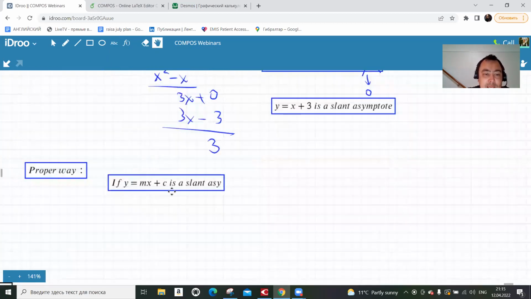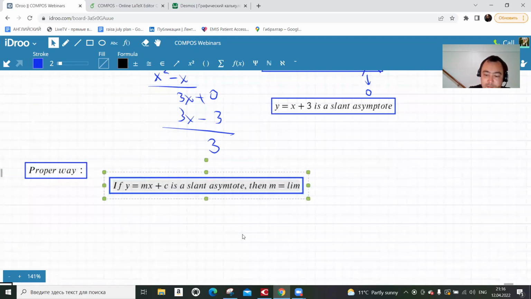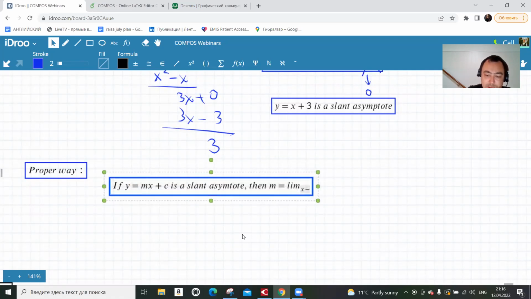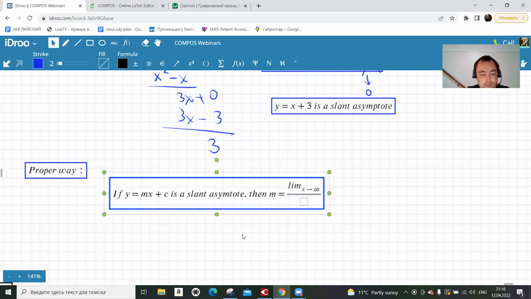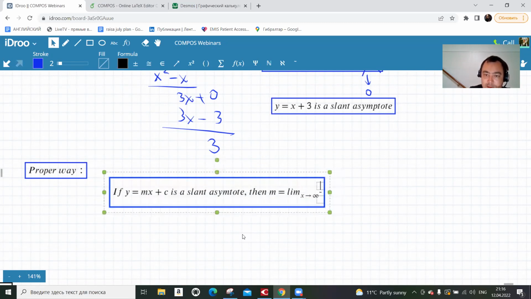Now, the proper way of doing it: if y equals mx plus c is a slant asymptote, then m is equal to the limit as x tends to infinity of f of x divided by x.